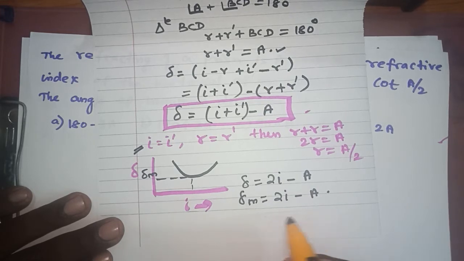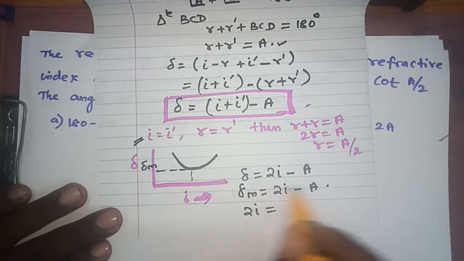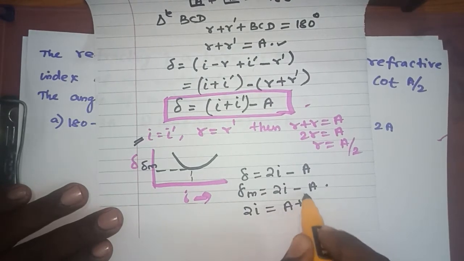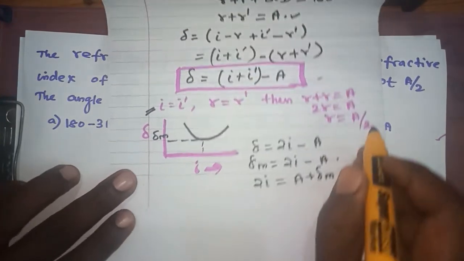Alright, 2I is equal to, with minus A coming to this side, A plus delta m. And what is my I here?